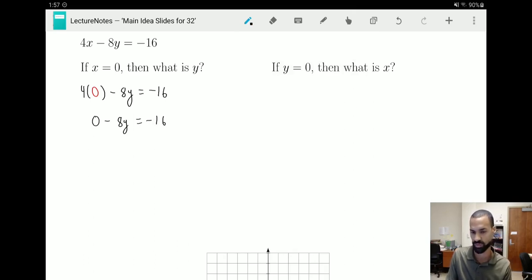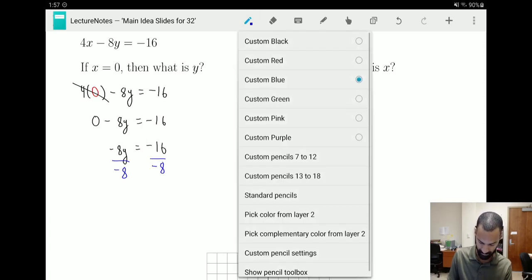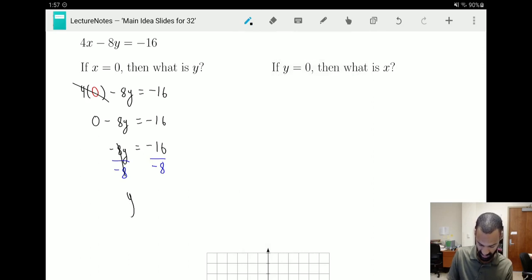The reason why you don't have to worry about that is because 0 minus 8y is negative 8y. So anytime you multiply a term by a 0, you could just scratch it out and ignore it. It's not going to be there anymore. Okay, divide both sides by negative 8. That gives me y equals positive 2. So when x is 0, y is 2.